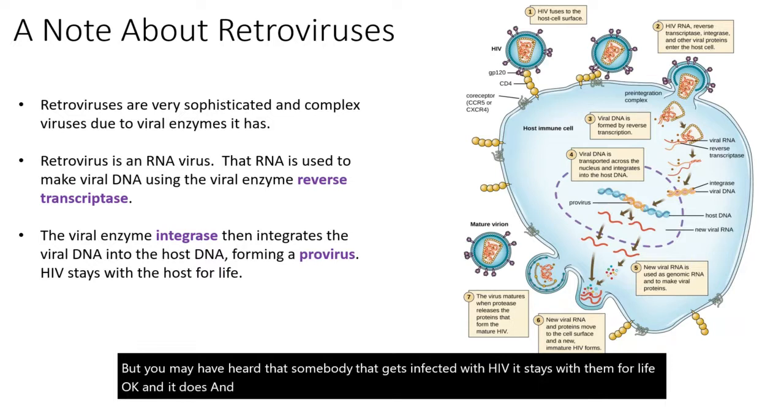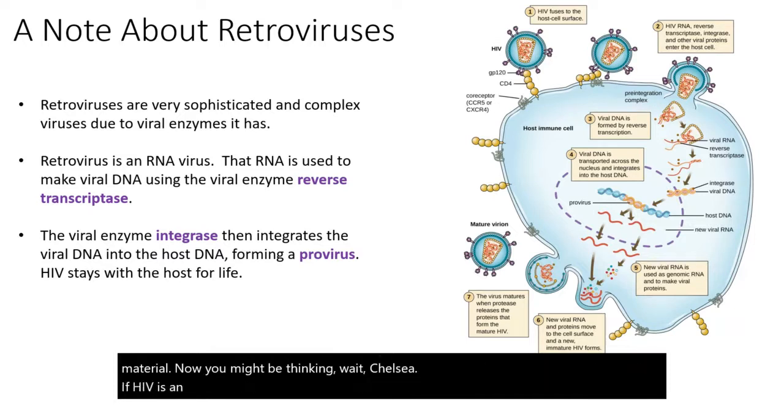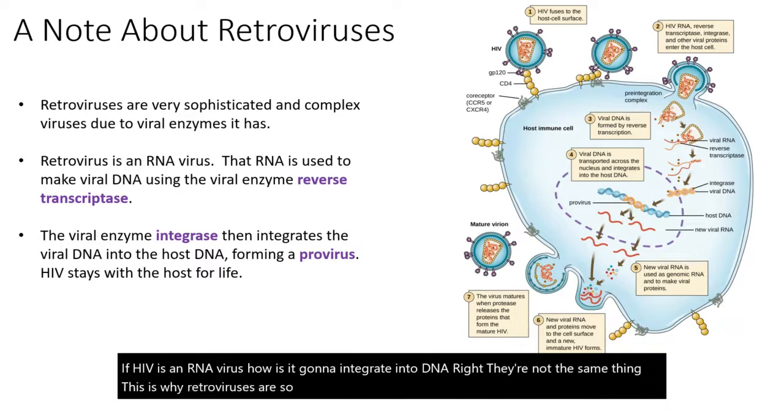And that's because the viral genetic material integrates into the host genetic material. Now, you might be thinking, wait, Chelsea, if HIV is an RNA virus, how is it going to integrate into DNA, right? They're not the same thing. This is why retroviruses are so complex.